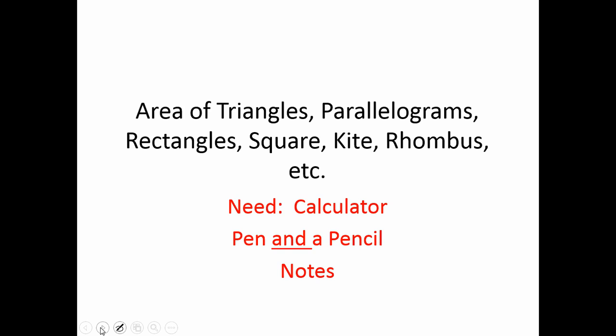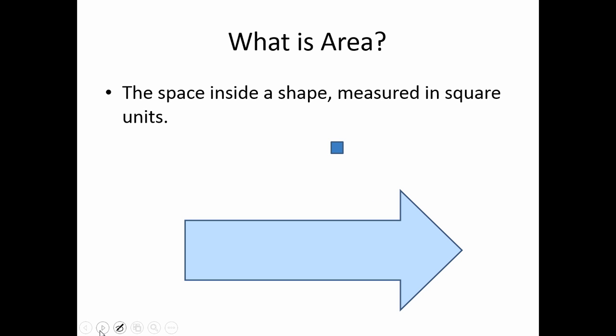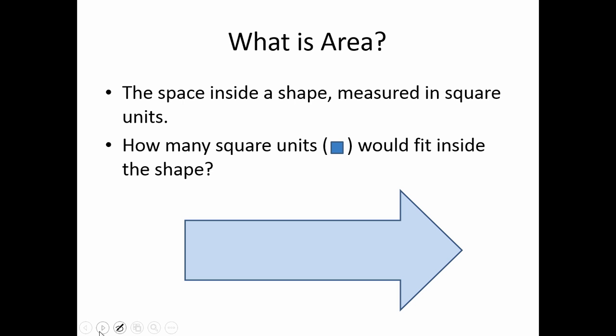So let's start at the beginning here, talking about what it means to be area. When we're talking about area, we're talking about the space inside of a shape. It's always measured in square units, and that's because we're asking ourselves how many square units, how many literal little squares would fit inside the shape. So we would say how many of those little blue squares would fit inside this arrow. That is the area we're talking about, that many square units.